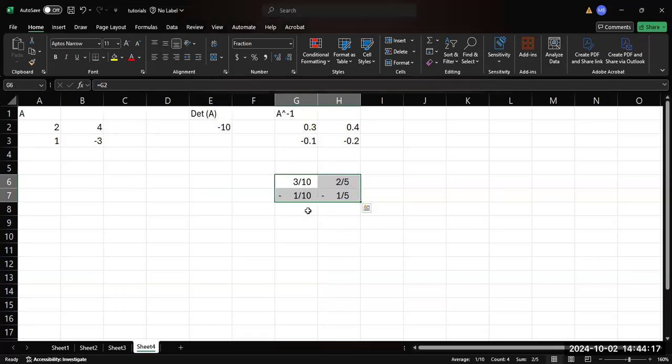And so now everything looks good. We've got our 3/10, which is what we would expect here, 2/5, which is 4/10, 1/5, that's 2/10, and then here's our -1/10. And so this would be our inverse in fraction form. This would be our inverse in decimal form.